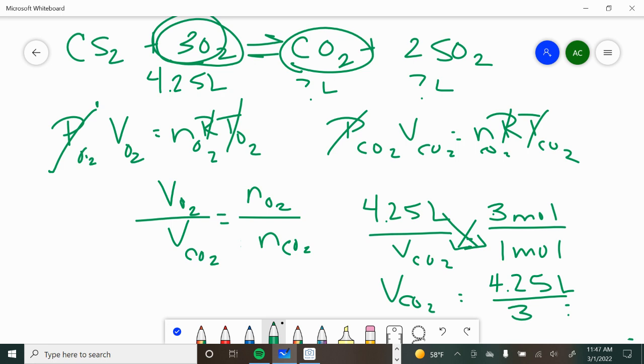Because according to this, volume and number of moles are what kind of relationship? A direct relationship. Yeah. So if I change the number of moles of CO2, which I did, I dropped the number of moles of CO2, went from 3 down to 1, so my volume of CO2 should be lower than 4.25. So I can use that.